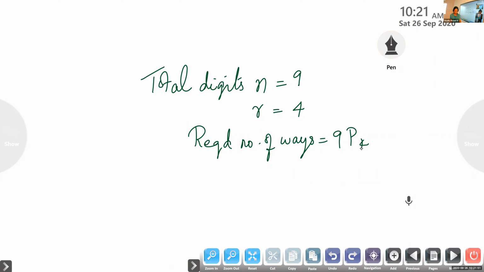What is the answer? What is 9P4? How will you calculate 9P4? There is an easy method, no need to do it with the definition. What is the method? 9P4 is 9 into 8 into 7 into 6. Yes. From 9 onwards, you write 4 numbers in decreasing order: 9 into 8 into 7 into 6. Final answer? 3024. Yes, it is 3024.